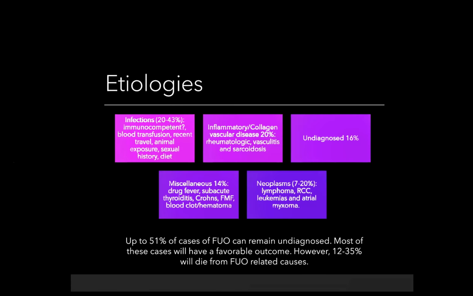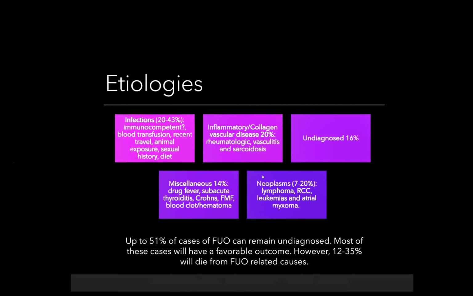Again, based on the etiologies, you can classify fever of unknown origin in buckets, and infections is still the most common. Then it will be inflammatory or autoimmune disorders. You don't want to forget your vasculitis. In the neoplasms, lymphoma, renal cell carcinoma, leukemias, and remember your D for drugs, fevers, and your endocrinopathies.